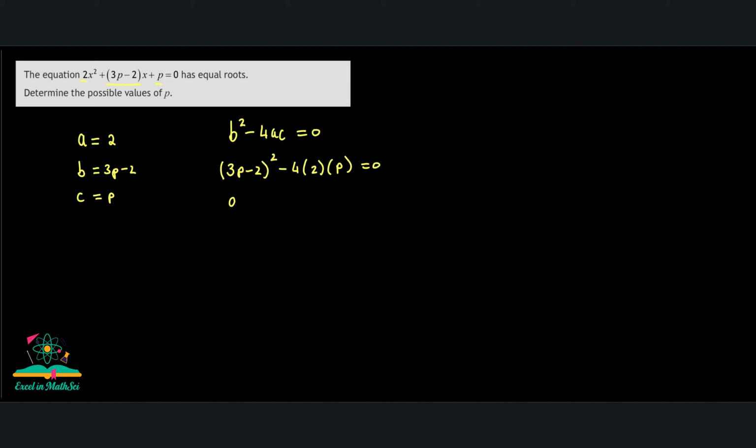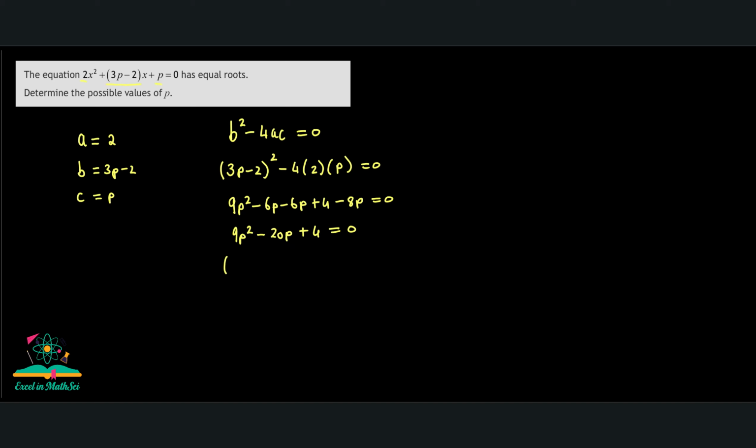So then, if I expand this, I get 9p squared minus 6p minus 6p plus 4 minus 8p is equal to 0. So then that will give me 9p squared, and negative 6, negative 6, negative 8 give me negative 20p, plus 4, and that's equal to 0.